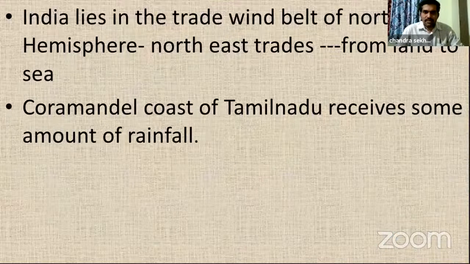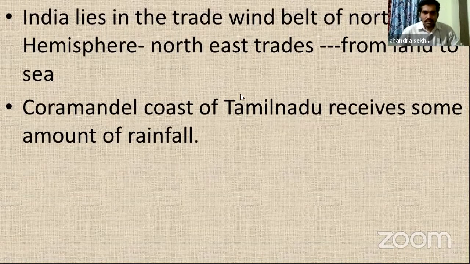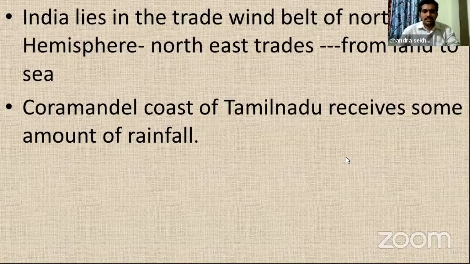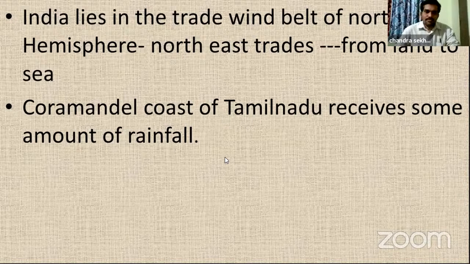India lies in the trade wind belt of the northern hemisphere, the northeast trade winds, which blow from land to sea. In India, the Coromandel coast of Tamil Nadu receives some amount of rainfall in winter season. These northeast trade winds are very dry. So that's why in winter season, we are getting very low rainfall. Particularly the Coromandel coast receives some amount of rainfall. The Coromandel coast is in Tamil Nadu.